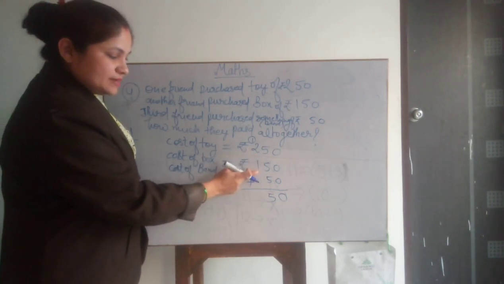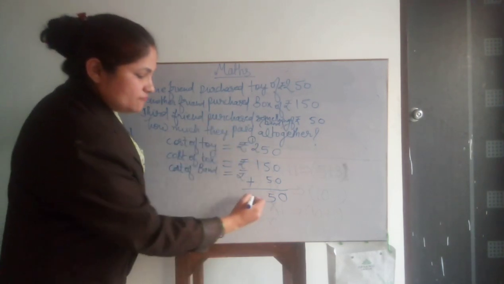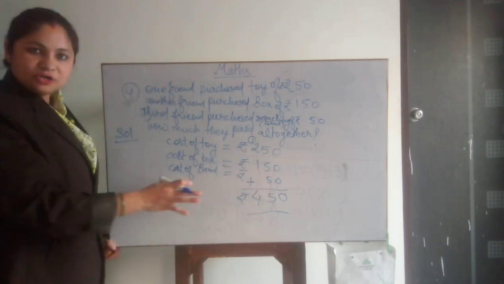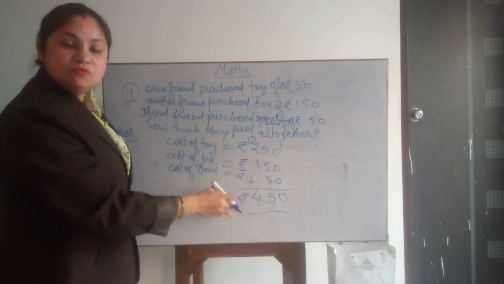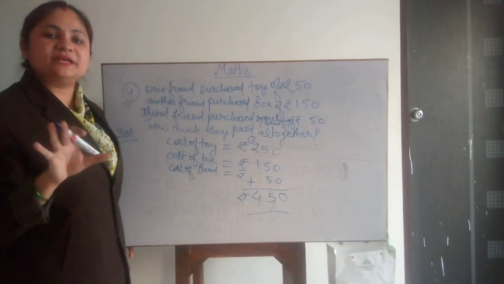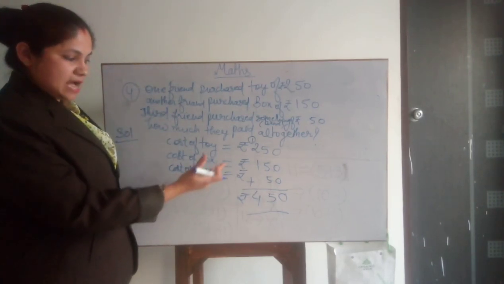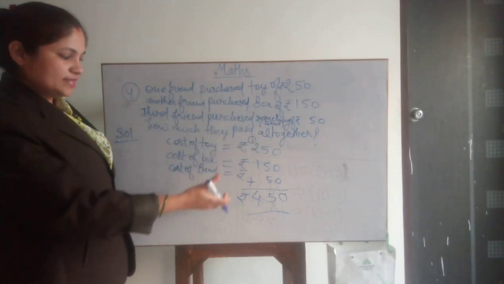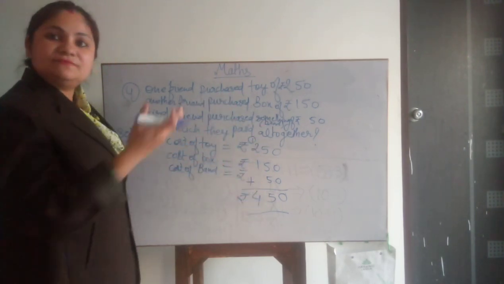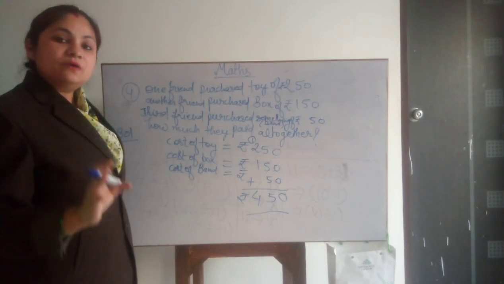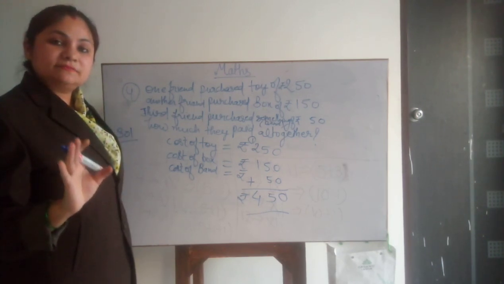Then 2 plus 1, 3, and plus 1, 4. Okay, so this is the total. This is the total amount which they spent all together in the fair. Okay, so we can write how much amount they paid all together. They paid rupees 450 altogether. I hope you are getting it right now.